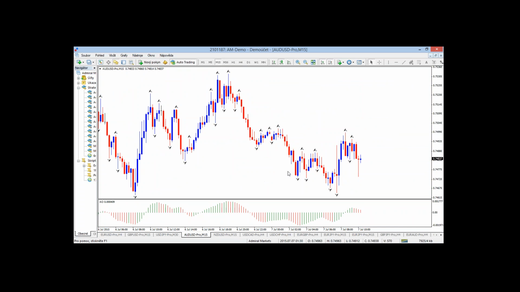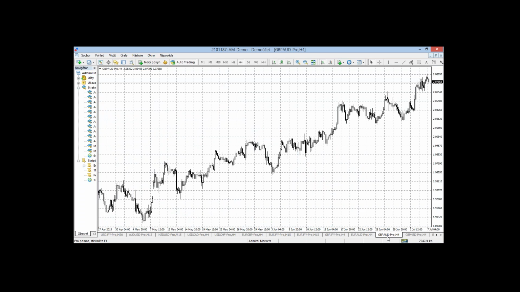Just assessing this Aussie. I don't know if it is a pullback, but considering this wick here, it might not mean anything. It might just be a retracement for more downside, but I'm not sure about this Aussie. Let me take a look at the pound odd. The pound is breaking, but the Aussie isn't.